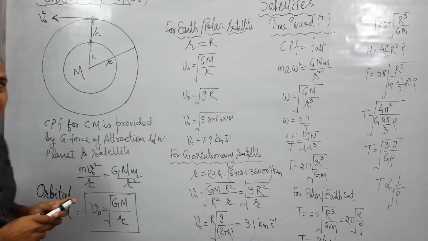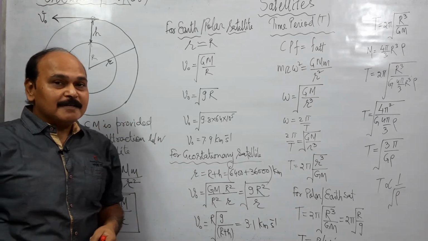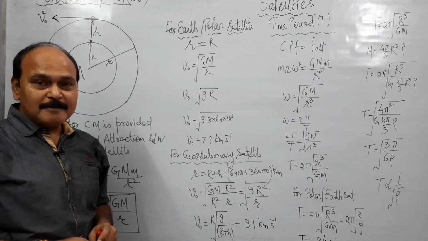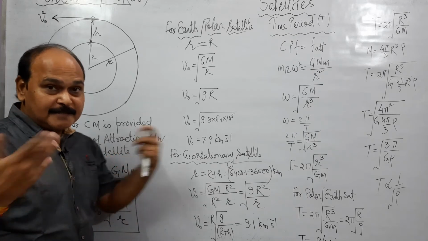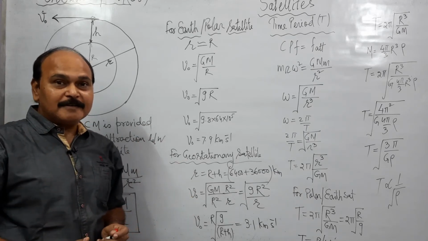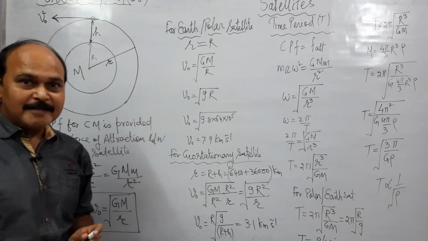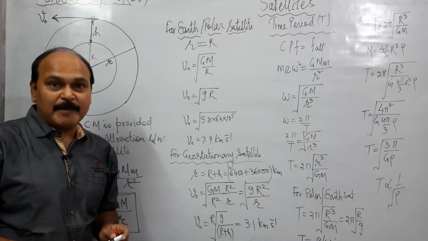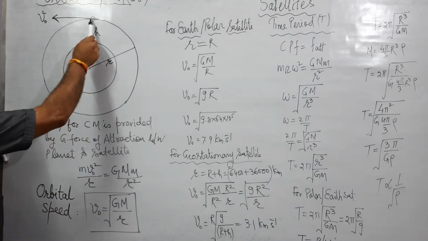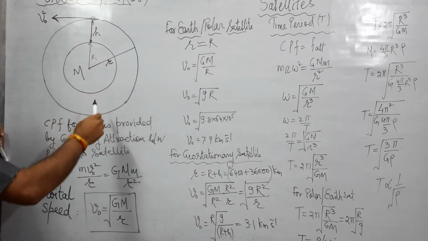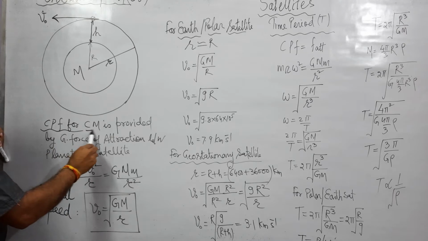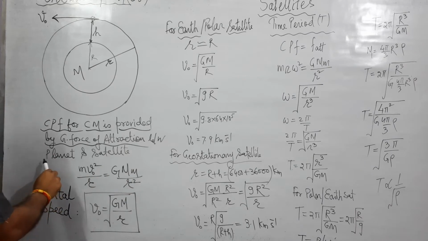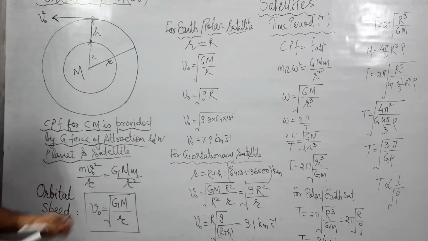Children, we already know an object moves on a circular path only when it is provided with centripetal force for circular motion. So here in this case, the necessary centripetal force for circular motion of the satellite is provided by the gravitational force of attraction between satellite and the planet. So this is the satellite, this is the planet, and centripetal force for circular motion is provided by gravitational force of attraction between planet and satellite. What is centripetal force?